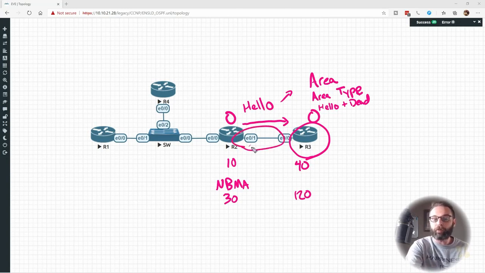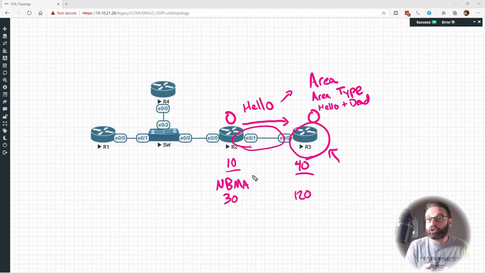Since we're only operating on Ethernet and we're not adjusting the dead timers at this time, we can expect the hello packet to carry a hello timer of 10 and a dead timer of 40. And as long as we don't alter it on R3, it'll be sending a 10 and 40 back as well.